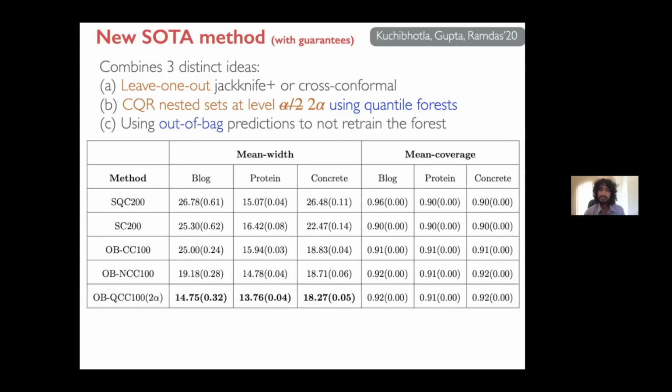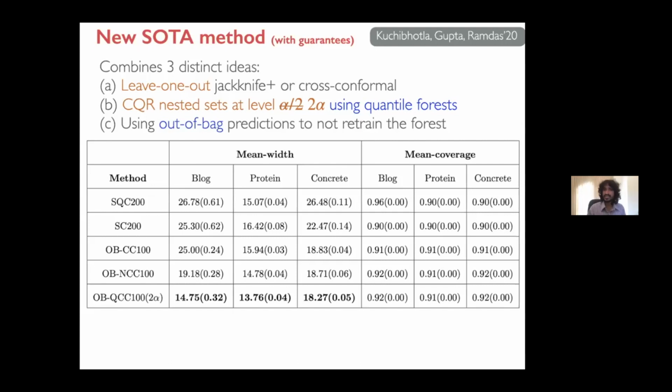So maybe I won't describe the methods we compare to, but SQC is split quantile, and SC is split conformal. OB is out of bag with cross conformal. So things like that. But the last one is what I just described, which is you use OB, out of bag predictions, and QCC is where you do quantile cross conformal predictions. So you use quantile random forests and you use cross conformal. The cross conformal is slightly different from Jackknife. We think you should always use cross conformal over Jackknife Plus, but it's a little harder to describe. Somehow Jackknife Plus is a little more intuitive and easy to describe.